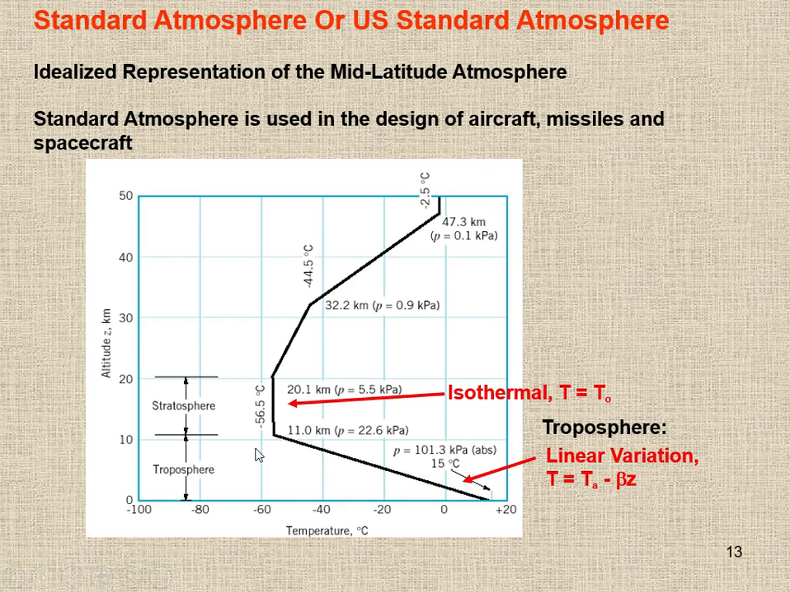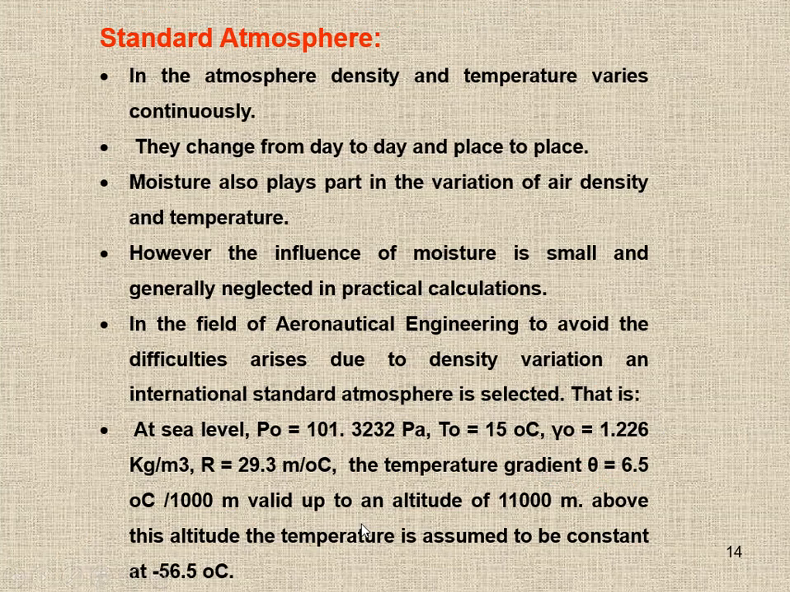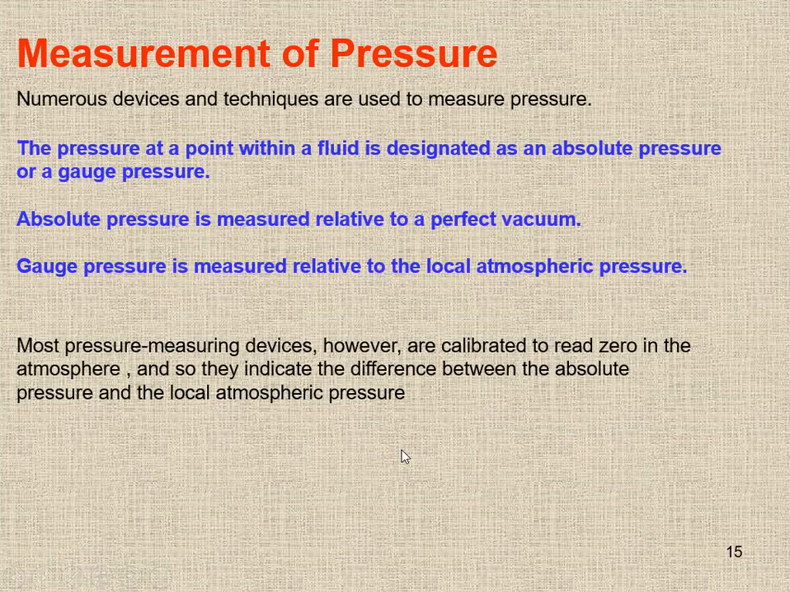This is the 11,000 meter level. Up to here it is changing with a gradient of 6.5 degrees per kilometer, and after that, from 11,000 meters, it becomes constant up to 20,000 meters. So here are some standard values that have to be remembered.